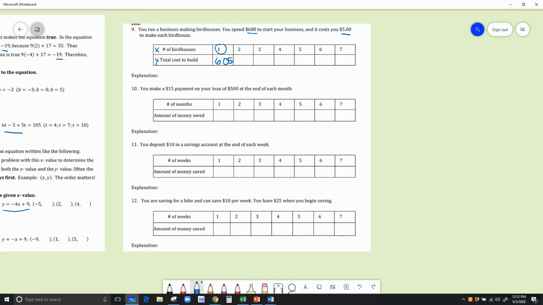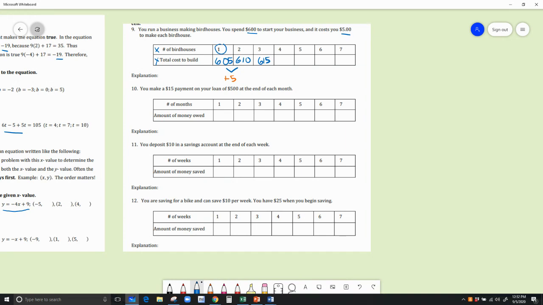Okay? From there, you can realize that you are just adding after you only have to start your business one time, right? Let's go ahead and make this orange. Okay. So you only have to start your business one time, and after that, every single time, you're adding only $5. So now you can put 610, 615, and I'm sure you can figure out how to add 5, right? Okay, so for your explanation, what would you put?